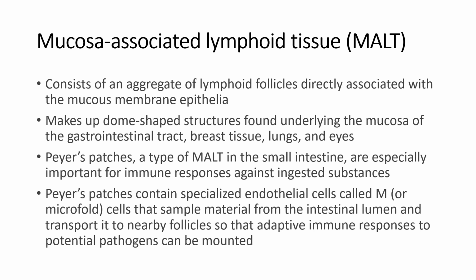Peyer's patches contain specialized endothelial cells called M cells, short for microfold cells, that sample material from the intestinal lumen, right, as it's passing over the intestinal epithelium, and transports it to nearby follicles so that the adaptive immune response can basically be primed and a defense can be proactively mounted against potential incoming pathogens.